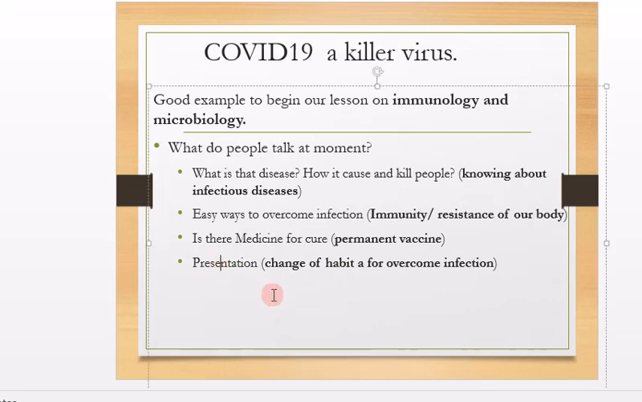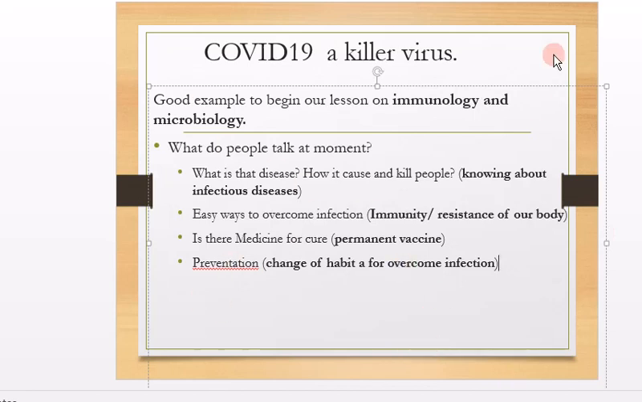Prevention. Today people try to put on masks. They try to remain within the house, confined inside the home. Avoid crowding and do a lot of exercise. These are all for prevention.